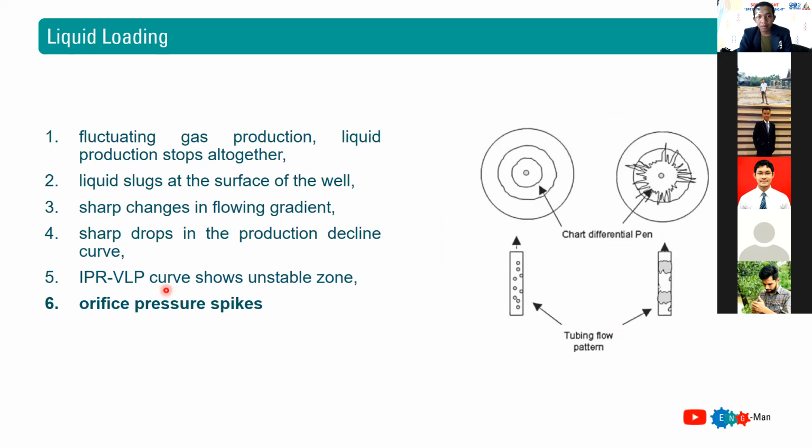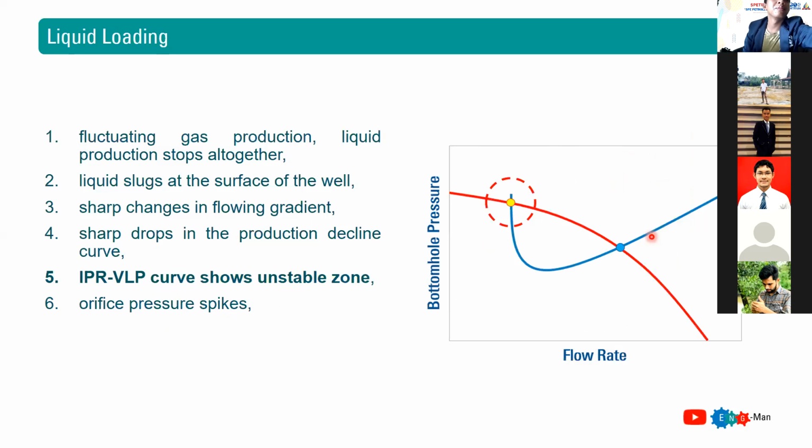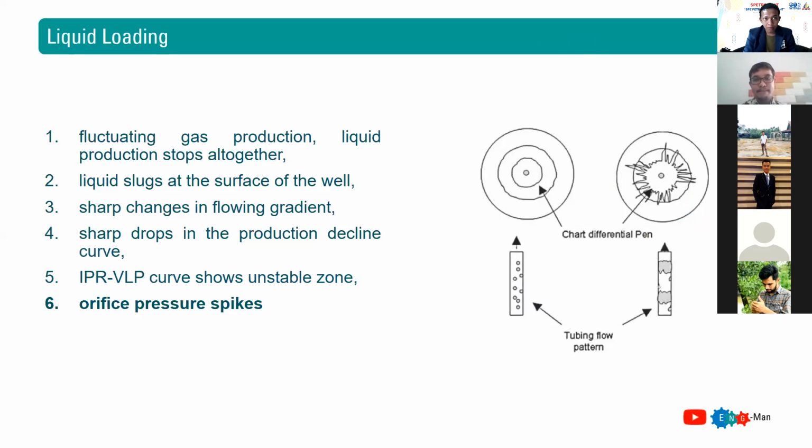Lastly, if you produce and measure with an orifice meter, and you see a spiky reading like this one, it means that you have liquid loading. You have slugs of liquids, and that's why it becomes spiky. Okay, that concludes my presentation.